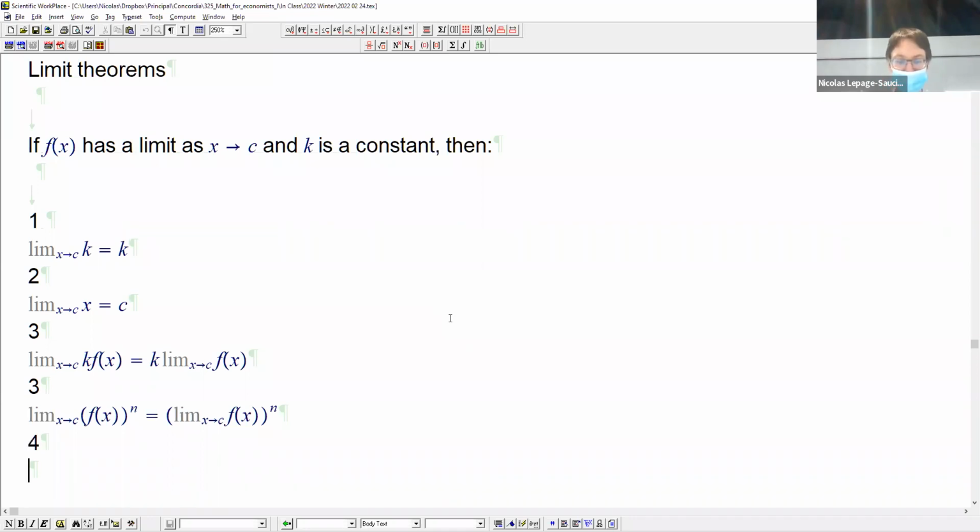Four. Need not write everything down again. Oh, so that was four. Sorry. Five, addition of functions. If I have f of x plus g of x, then, since addition itself is a continuous function, I'm going to get the limit of f of x plus the limit of g of x.